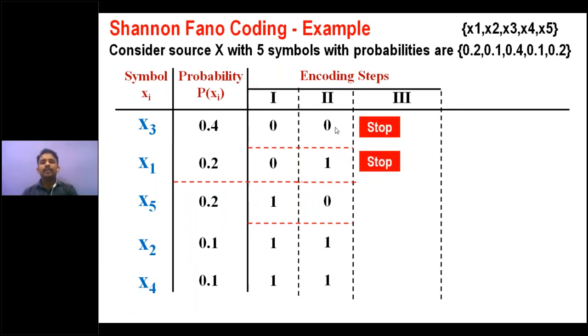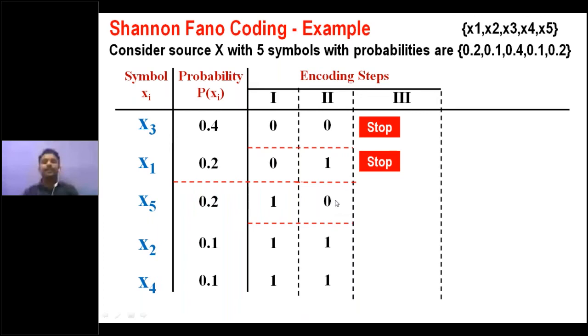Why? Because above the partition we have only one symbol, below the partition we have only one symbol. There is no alternative step to consider division into exact halves. There is no possibility. So that's why we have to stop here only, right? So the first two symbols are stopped here. Now coming to the third symbol. This third symbol is the only one symbol above or below the partition. That's why we have to stop here also.